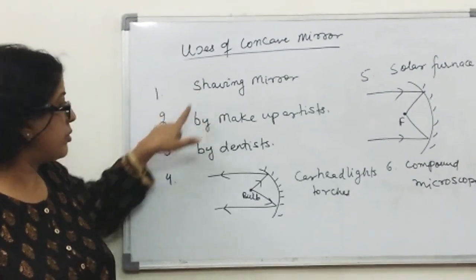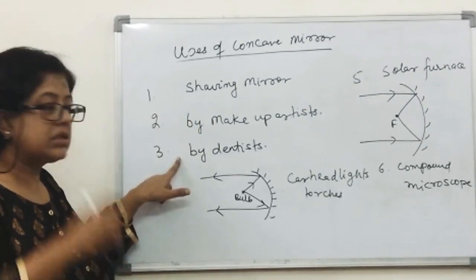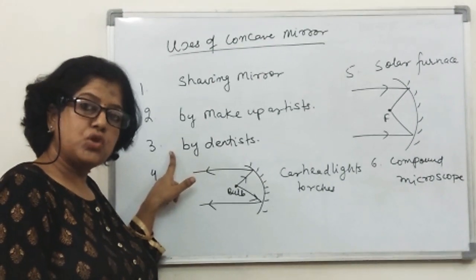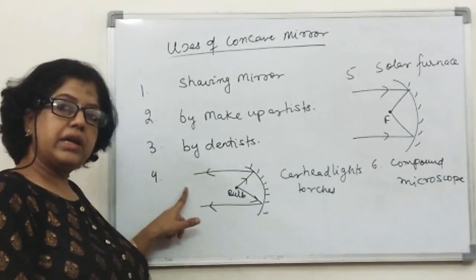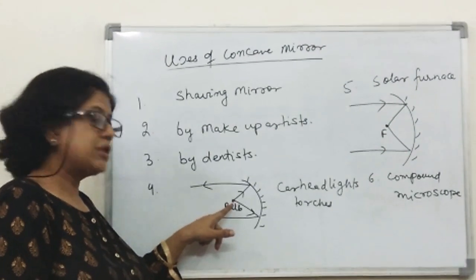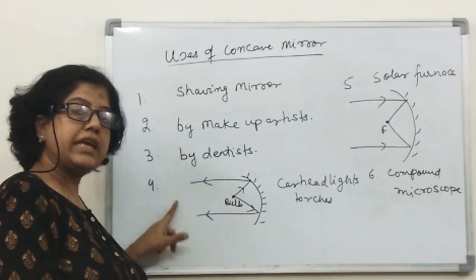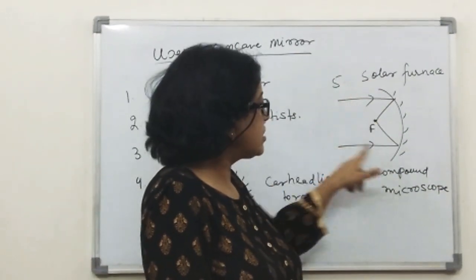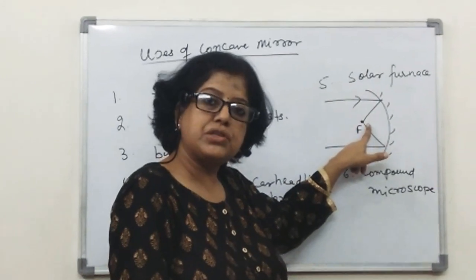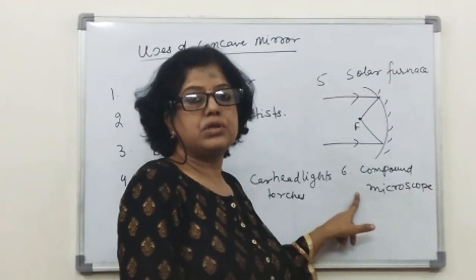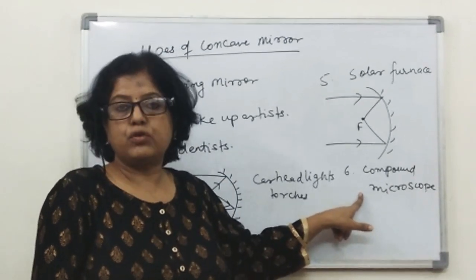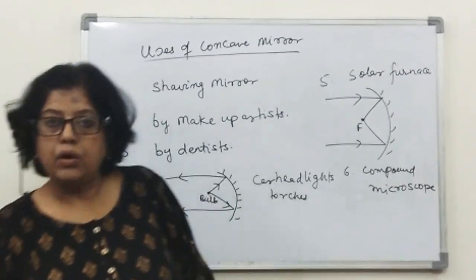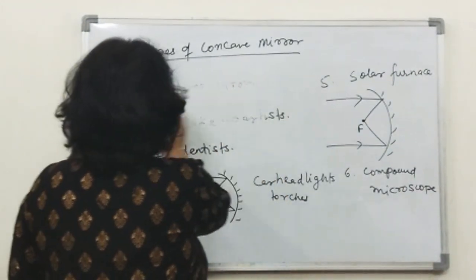It can be used as a shaving mirror, by makeup artists, by dentists. In all the first three uses, the condition is that the object should be between P and F so that we can get a virtual, erect and magnified image. It is used in car headlights, torches, searchlights. The bulb is placed at the focus of the mirror, and we can get a parallel beam of light which travels a long distance. It is used in solar furnaces where we can concentrate solar energy at the focus to attain high temperature to melt metals. It is also used in a compound microscope to focus the light on the slide so that the slide we are viewing can get lighted up. Fine. Now let's talk about the uses of convex mirror.